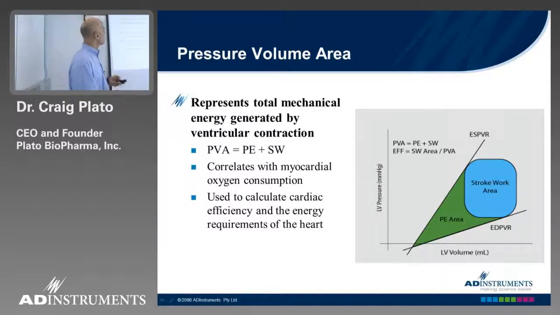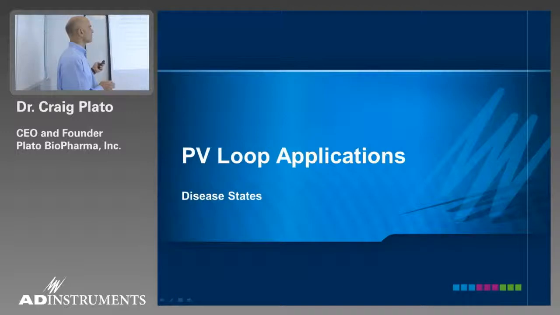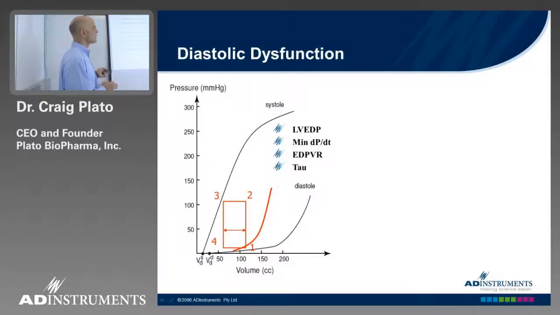The pressure volume area, again, this is more of a real cardiac mechanics kind of endpoint, but it does represent the total mechanical energy generated by the heart during ventricular contraction, where there's both potential energy and stroke work. So stroke work is the area actually bounded by the pressure volume loop. And if we extend these lines from the ESPVR and EDPVR back to the intercept, we actually see the amount of potential energy.